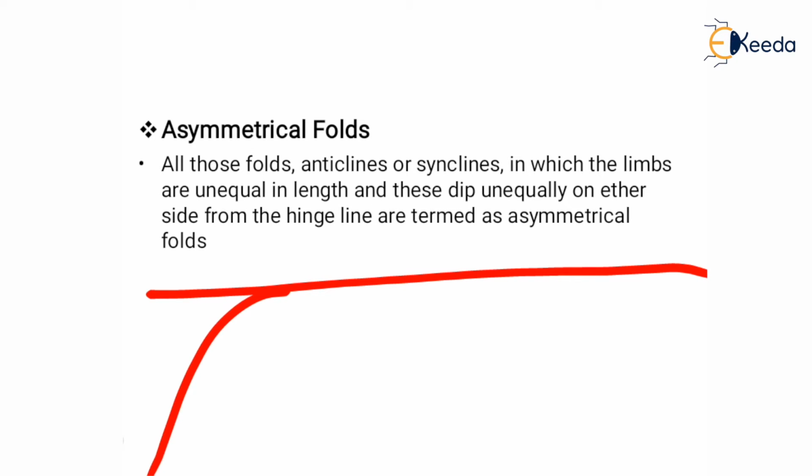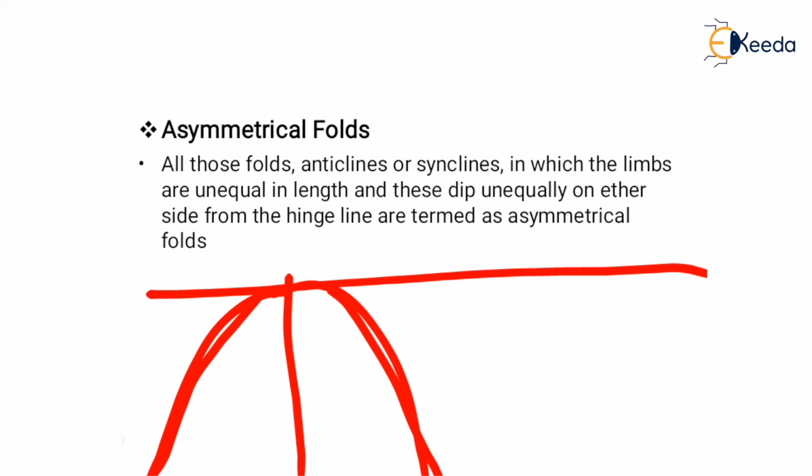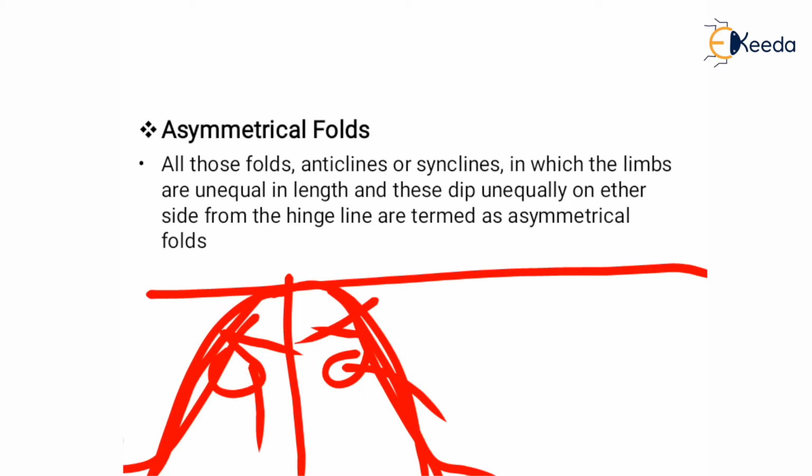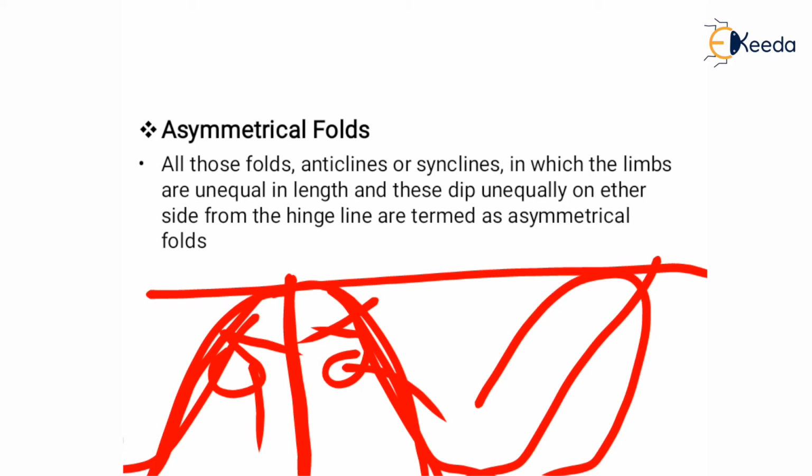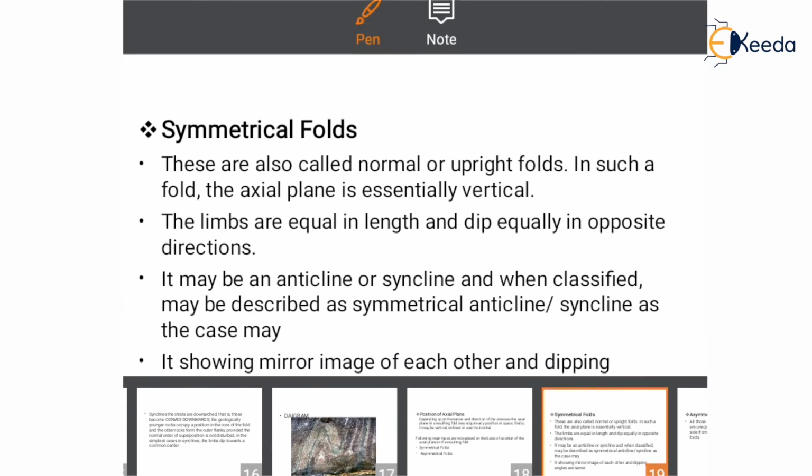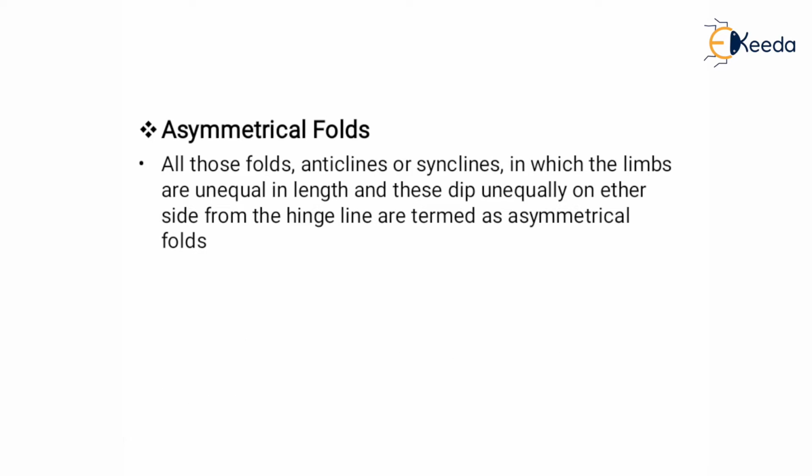Your axis is vertical, and the limbs both have equal size, and both are dipping in opposite directions. Both have the same size and make an equal angle with the surface, they are exactly mirror images of each other, and the axis is vertical. This is called a symmetrical fold. But in an asymmetrical fold, the axis of the fold is inclined, the limbs are not equal in size, and the dipping angle is also not equal, so both are not mirror images of each other. So this is the symmetrical fold and asymmetrical fold.